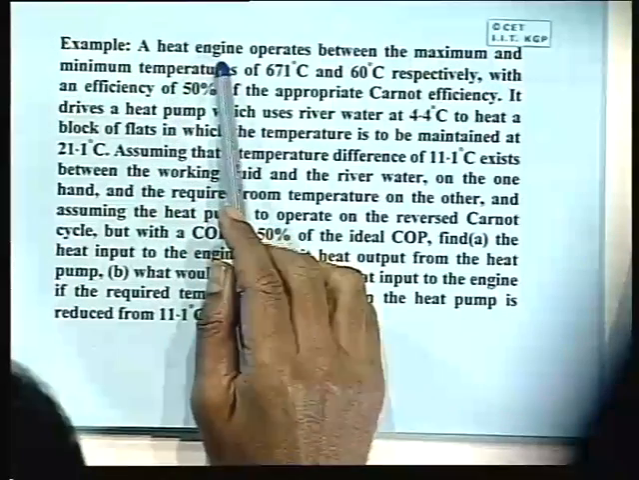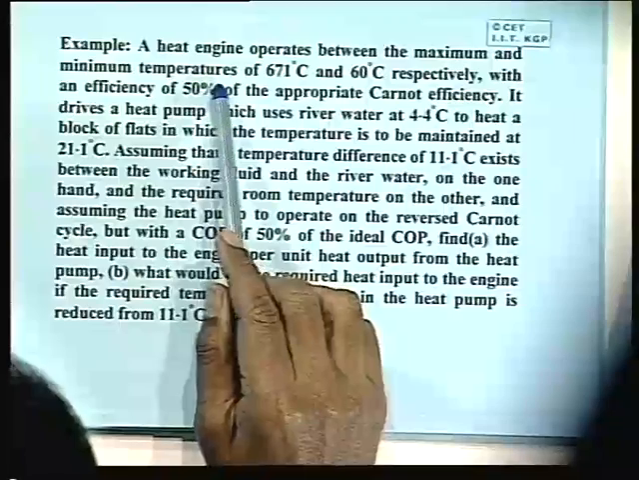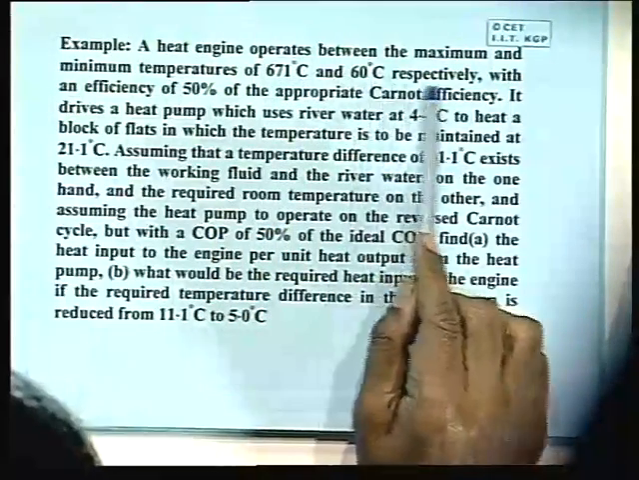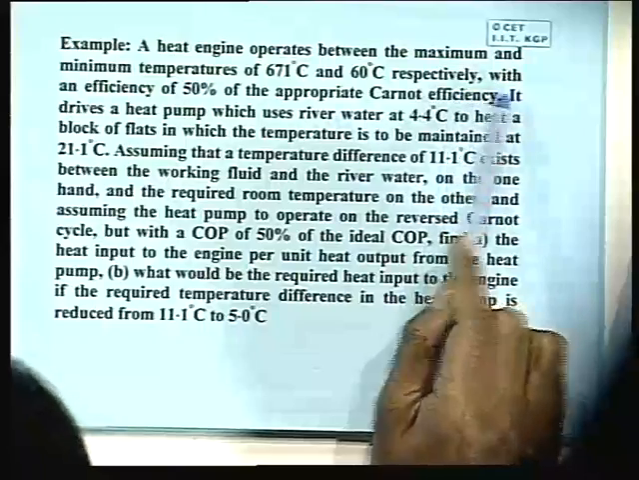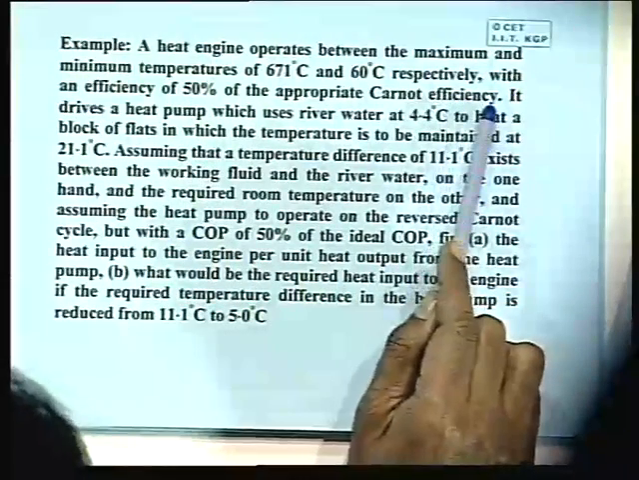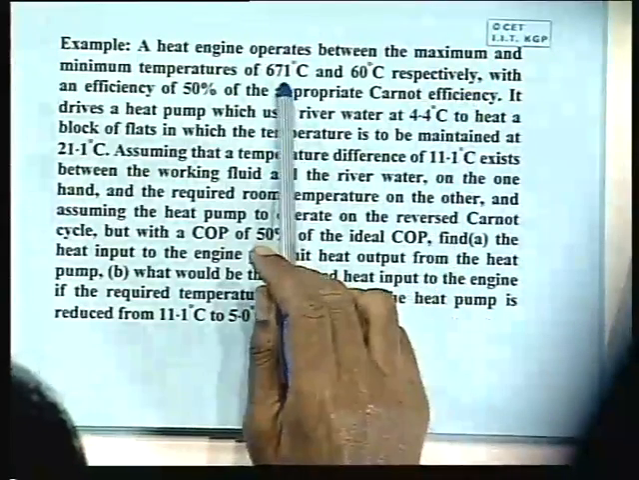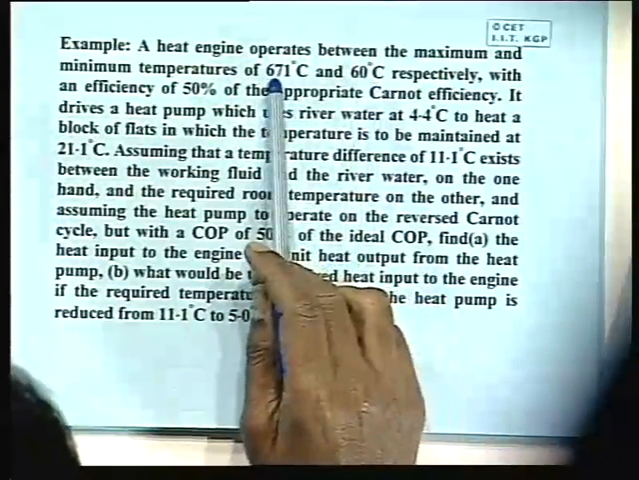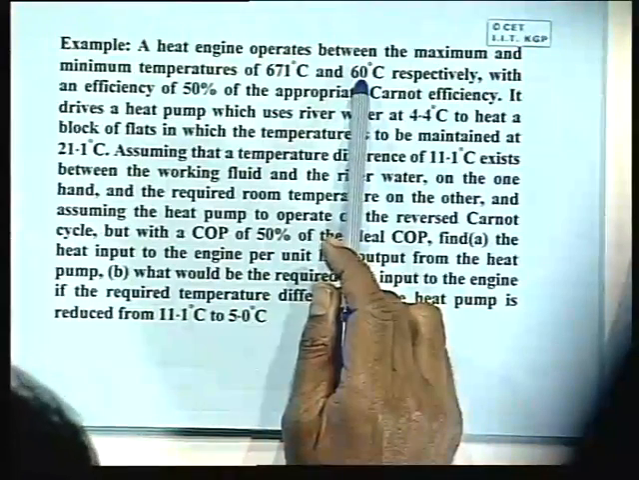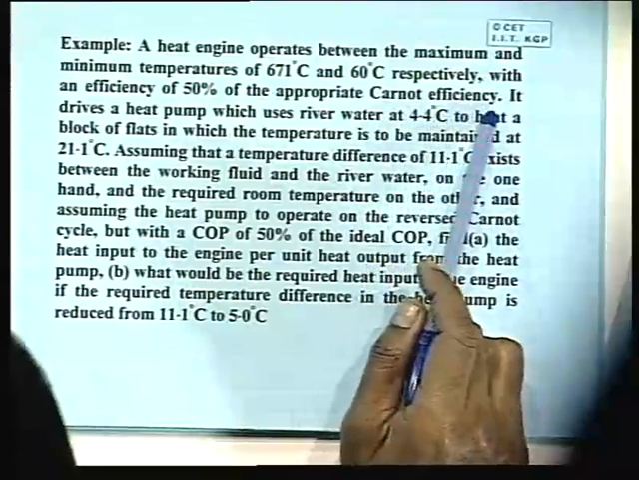A heat engine operates between the maximum and minimum temperatures of 671 degrees Celsius and 60 degrees Celsius respectively with an efficiency of 50% of the appropriate Carnot's efficiency. That means the heat engine is operating between the two thermal reservoirs 671 degrees Celsius and 60 degrees Celsius, but it is an irreversible heat engine where the efficiency is 50% of the appropriate Carnot's efficiency.